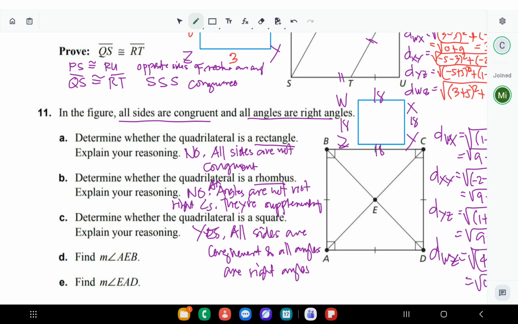Then D, AEB. Where is AEB? This one. Find AEB. It's a square, and the diagonals of a square are perpendicular, because we've already determined that it is a square. So they form 90 degrees, which means this is 90. Then AD. The diagonal bisects this one. This is 90 degrees, so this is 45 degrees.